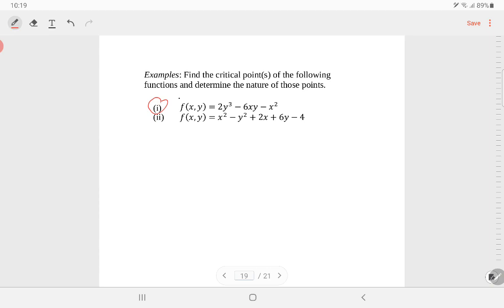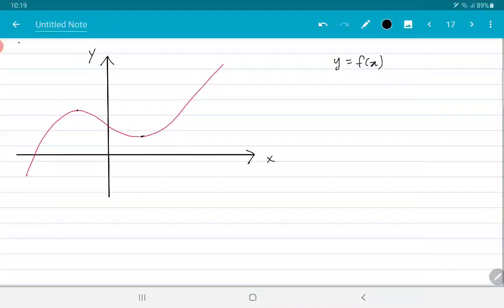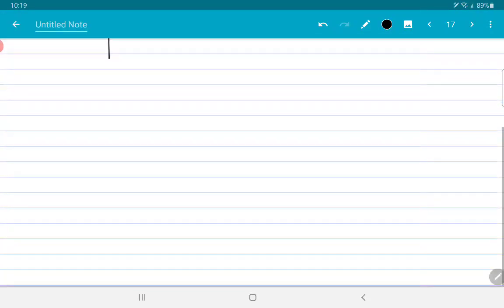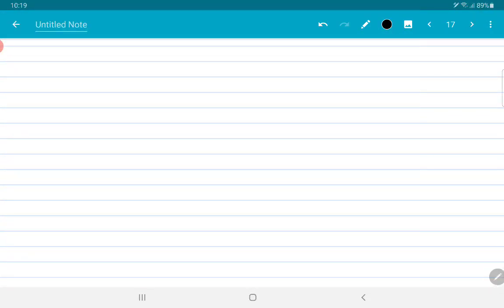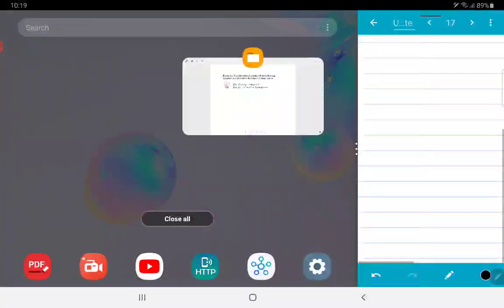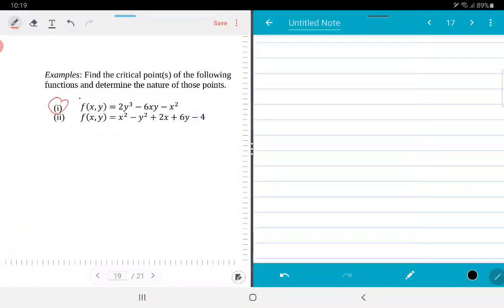Fxy is equal to, okay, we're gonna solve that. What is this? Okay. Example. Okay, hang on. Let me split the view. Oops. Dear. All right. Example.